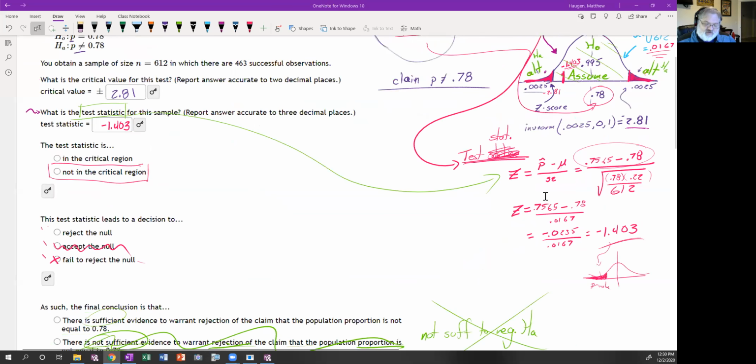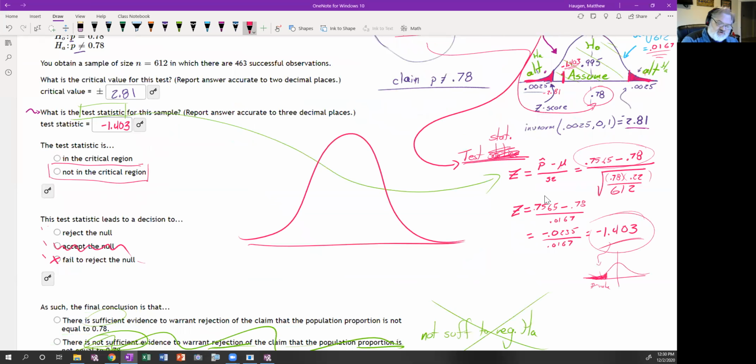Again, we could have found the p-value for this one. I'm just redrawing this because my picture's getting a lot. We've got a mean of 0.78. We've got a standard error of 0.0167. And we've got that test statistic of negative 1.403.